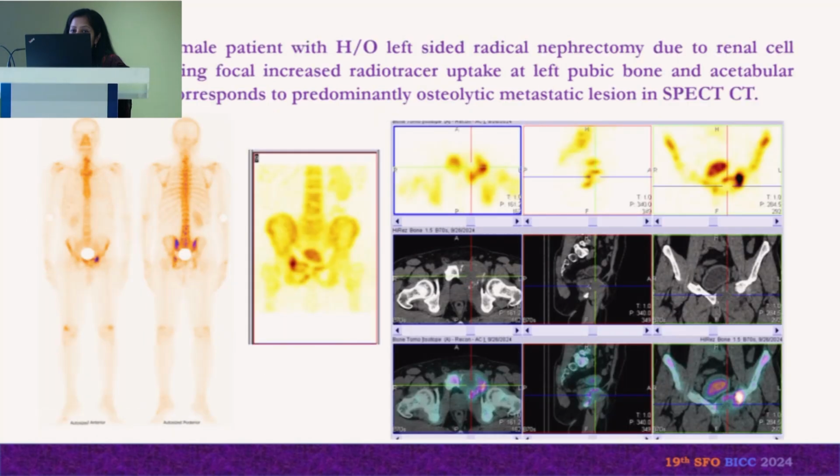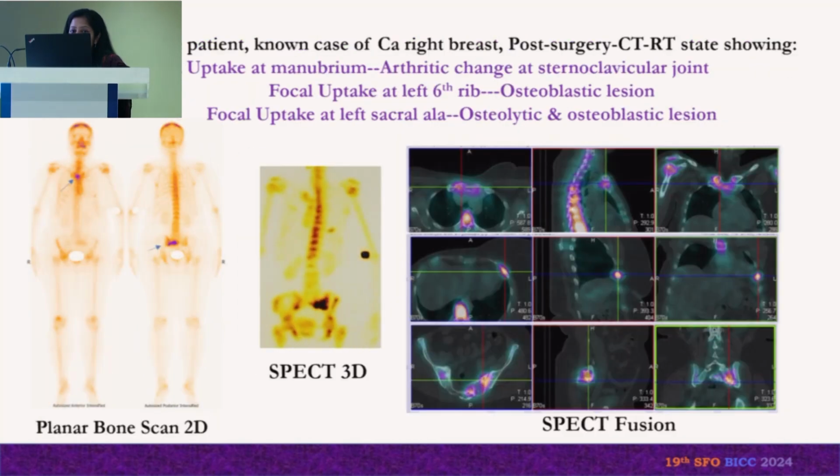Next, focal uptake, which was not clearly visible in the planar scan, but SPECT CT demonstrates an osteoblastic lesion in the left 6th rib. Another focal uptake at the left sacral ala corresponds to an osteolytic and osteoblastic lesion.